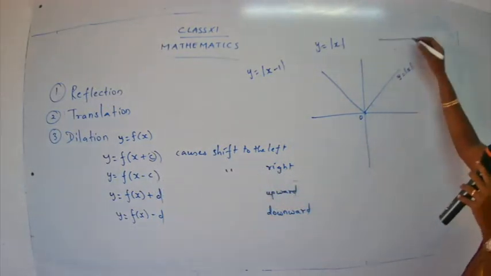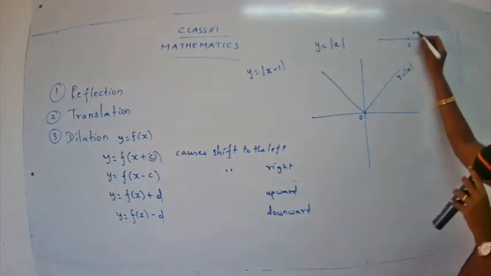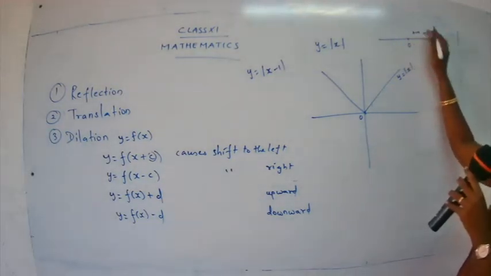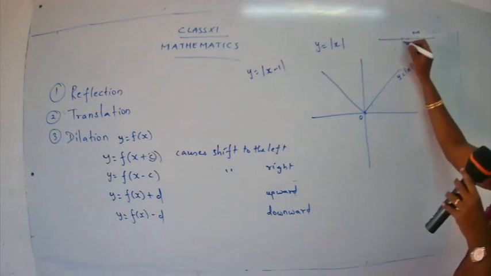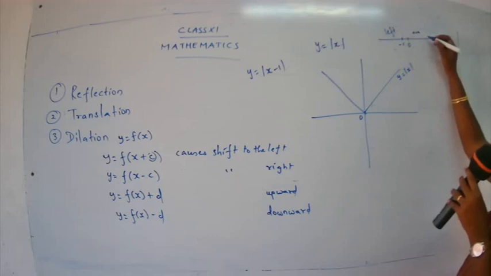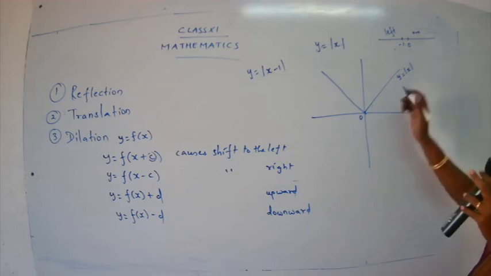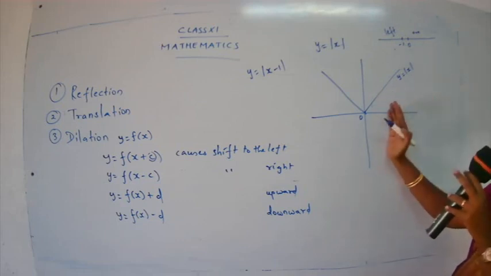Remember, when you have a number line, this is your origin 0, and this side, the positive side, is called the right side, and wherever you write the negative numbers, that is called the left side. So where are we going to shift? We are going to shift the graph towards the right. Okay, right means where? Exactly where I have to stop.